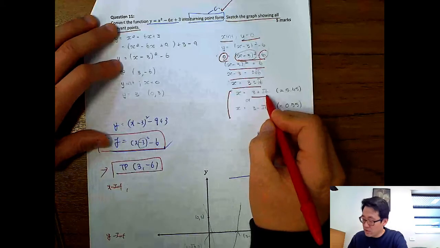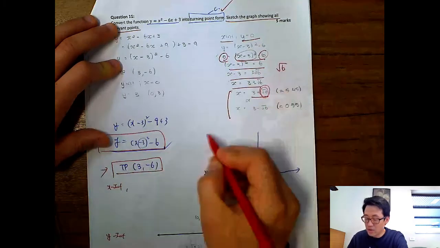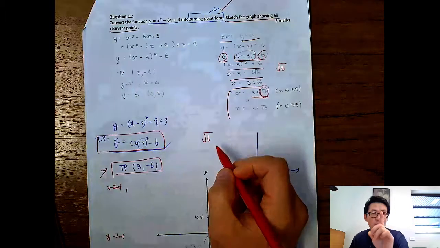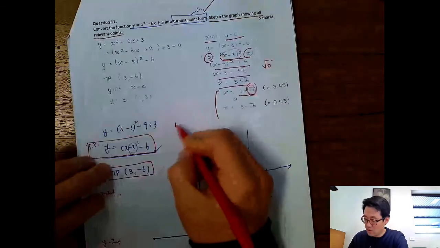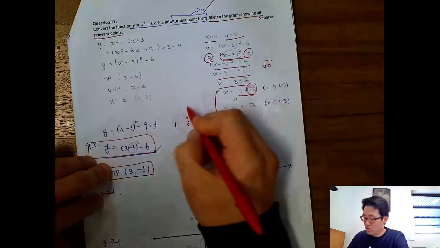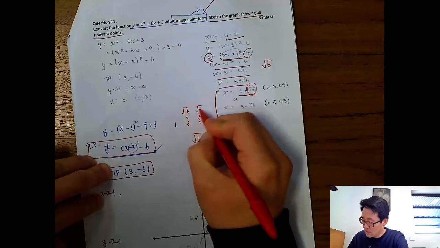Sometimes without a calculator, you just wonder how big the square root is. The easiest way you can do it is: 1 is 1 times 1, 1. 2 equals 2 times 2, square root 4. 3 equals 3 times 3, 9.